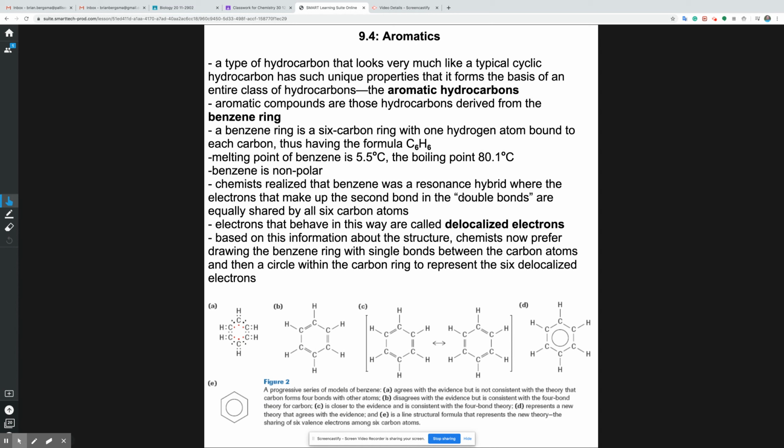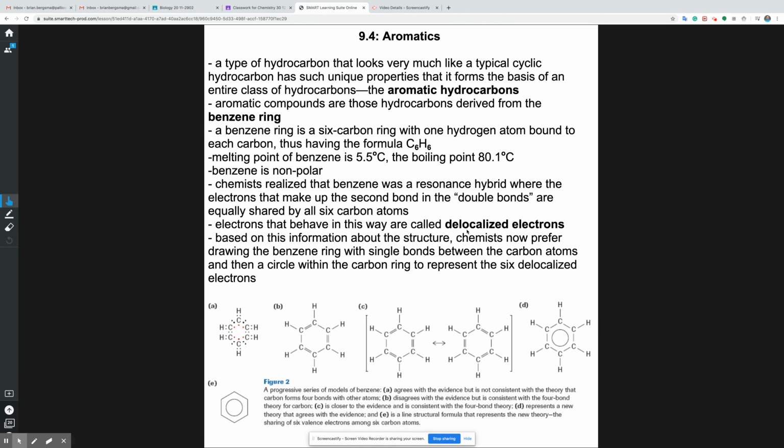Chemists realized that benzene was a resonance hybrid, where the electrons that make up the second bond in the double bonds are equally shared between all 6 atoms. When we're drawing structures, we have these extra electrons that form a double bond, but the double bond continues to switch from this carbon over to this carbon and so on all the way around. A way that we show that is by drawing a circle, saying this double bond is continuing to switch.